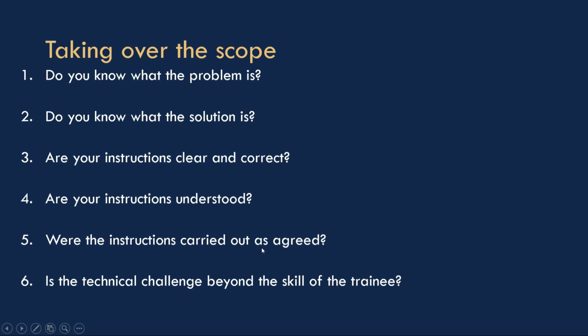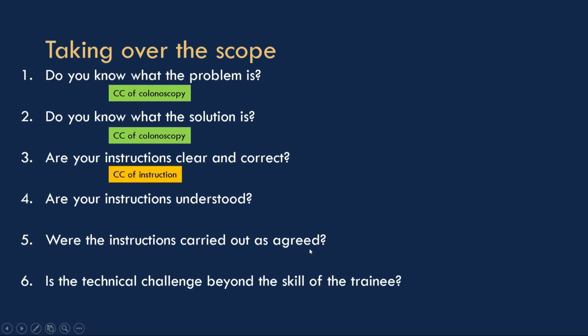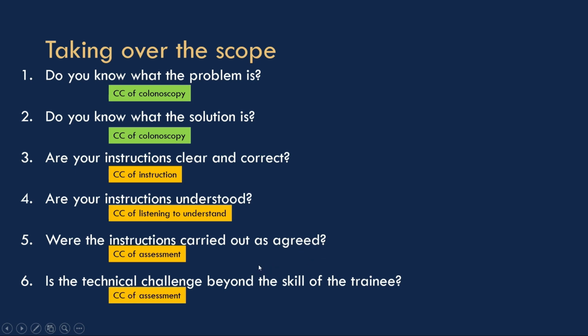And if you think about the competencies that underpin these things, this is the conscious competence of colonoscopy. You know what the problem is. That's the conscious competence of colonoscopy, or one of the competencies. And this is the competency of instruction, the competency of being able to listen and pay attention to understand what's going on. This is the conscious competency of assessment, and again of assessment. You need to be able to watch what's going on to enable you to make a judgment about those last two things. And again, I'd ask you, when you're watching this video, to ask the question: is the trainer watching Hannes?